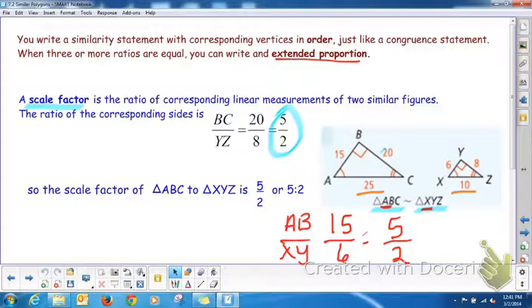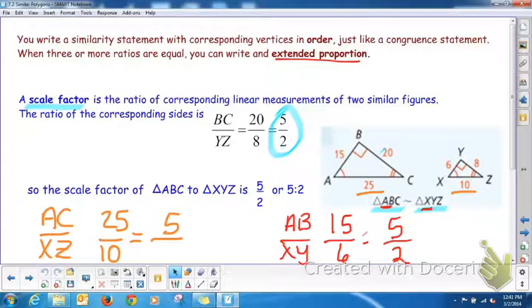Let's take a look at AC and XZ. They are corresponding sides. AC to XZ, it's 25 over 10. These can both be reduced by 5. 5 goes into 25 5 times. 5 goes into 10 twice. So the scale factor of triangle ABC to triangle XYZ is 5 to 2. Or you can write it like this, 5 to 2. So the ratio of all the corresponding sides reduce to the same ratio.